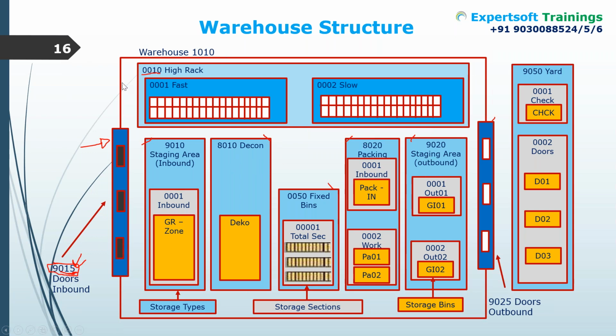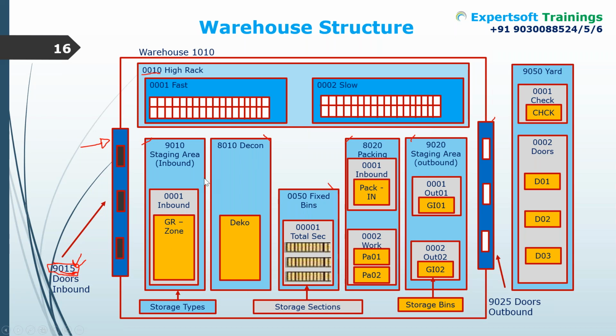Now see here, in this warehouse we'll create doors, inbound doors, outbound doors, and staging areas for inbound and outbound. The staging area is an intermediate location where you will store your product temporarily, for your put away or for your goods issue. Then you have the deconsolidation station.